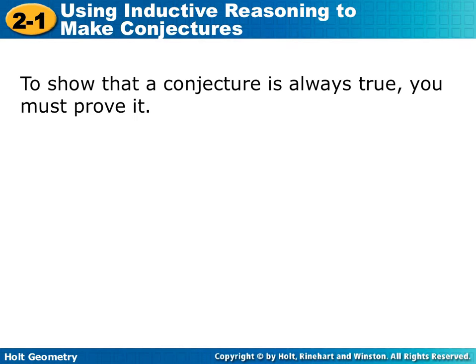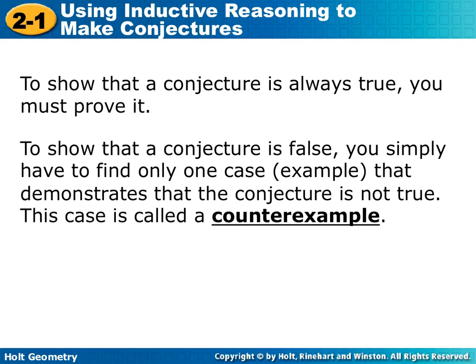All right, now to show that the conjecture is true, you have to prove it. And we're going to be working on proving in a few chapters. To show that it's false is easier. So we're going to start there. We're going to start trying to prove something false. To show something's false, you simply have to find one case or example that demonstrates it's not true. And that's what a counterexample is. You got some notes on what a counterexample is? Fill in the blanks.